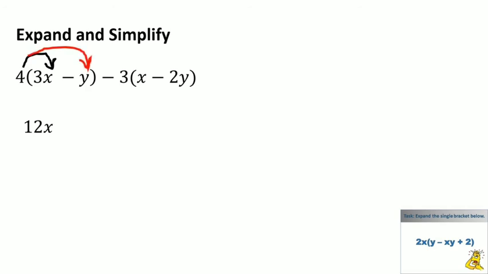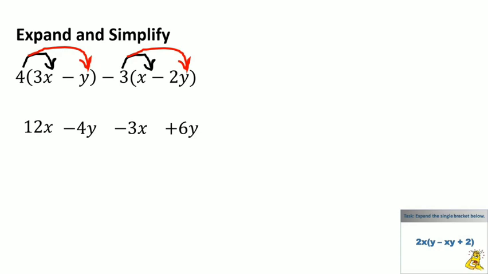Here's your final example. Suppose if I had 4 into 3x minus y minus 3 into x minus 2y. Let's do this without our triangle. We would have 4 times 3x would give me 12x. 4 times negative y would give me negative 4y. Negative 3 times x, negative 3x, and negative 3 times negative 2y will give me positive 6y.